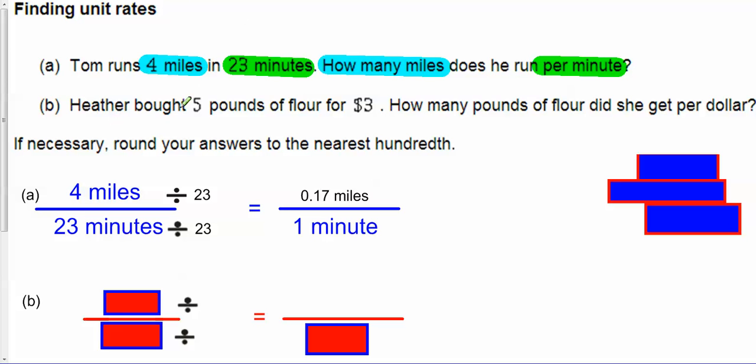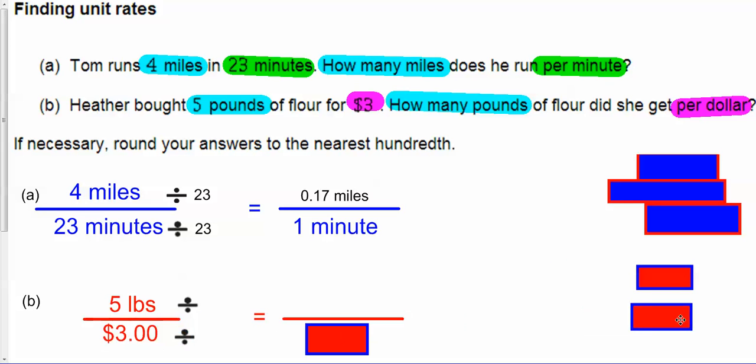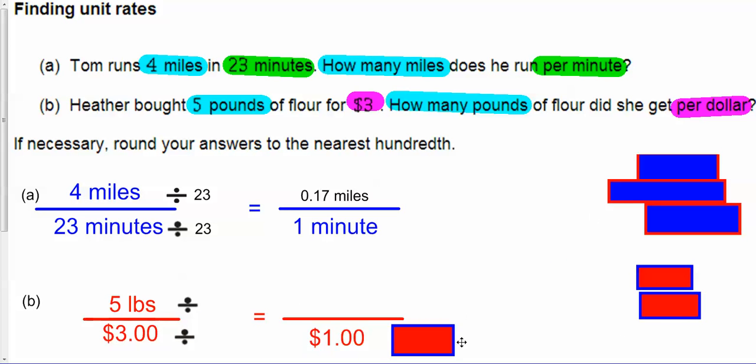Okay? Now, let's take a look at the second problem. Heather, she bought 5 pounds of flour for $3. How many pounds of flour did she get per dollar? That's the key there, per dollar. So how many pounds? That's what I'm looking for. So when I write it, I've got 5 pounds, $3. Question asks per dollar. So that's where I put my $1.